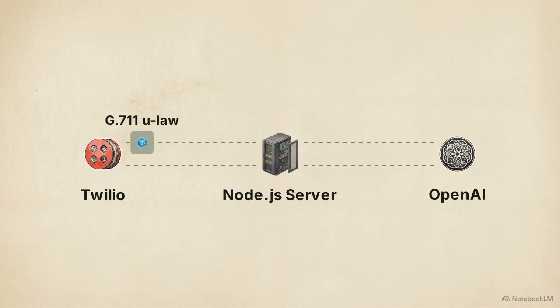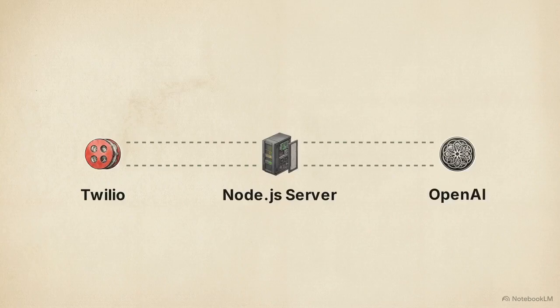Twilio sends the caller's audio in G711 ULAW. Your server instantly transcodes this payload into PCM16 for the OpenAI real-time API. The response follows the exact same path in reverse. OpenAI streams PCM16 audio back to your server, which re-encodes it into ULAW and pushes it to Twilio.